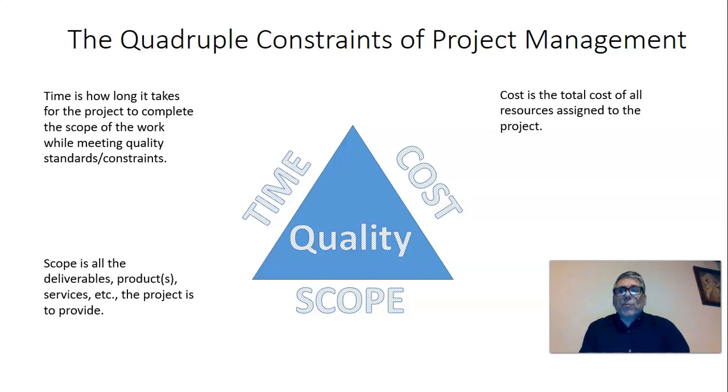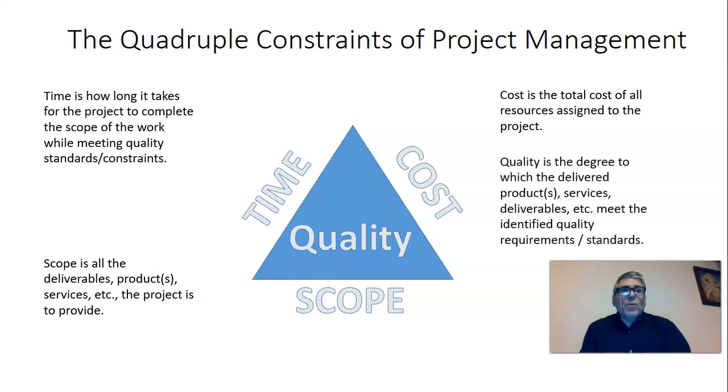Scope is all the deliverables, the products, services, etc. that the project is to provide. Quality is the degree to which the products, services, the deliverables, etc. meet the identified quality requirements or quality standards. Now, those quality requirements or quality standards may be part of a scope statement. They could be part of a statement of work. They might be found in a quality document. They might be in the requirements document or a combination of all of those.